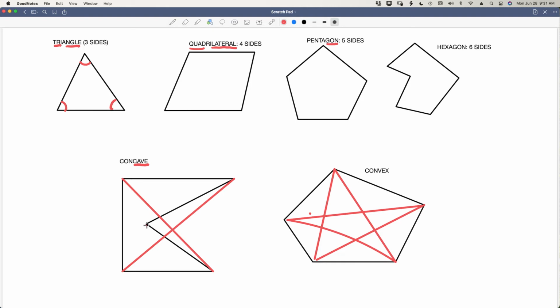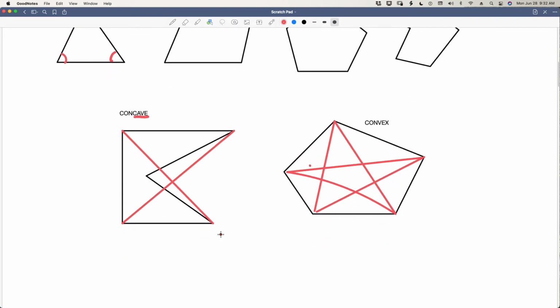So use the diagonal test. If you can go from every corner to every other corner that's opposite it, and you don't cross the exterior of your shape, then it's convex. If any one diagonal line crosses the exterior of that shape, then it is concave. Okay, so those are your 2 classifications, and then you have the names based on the number of sides that they have.